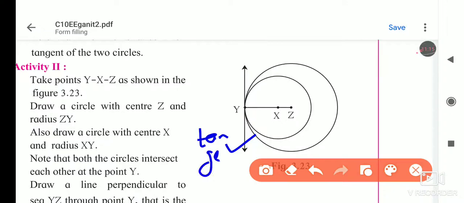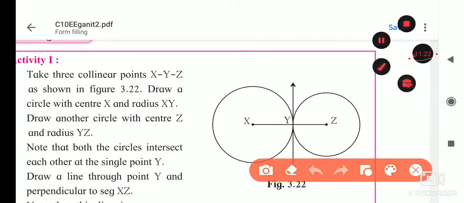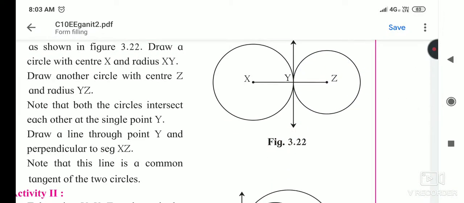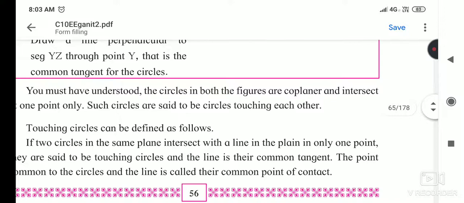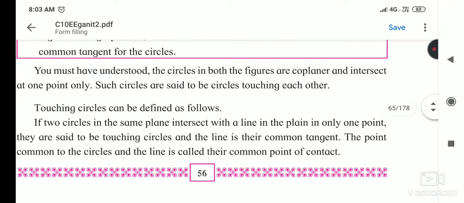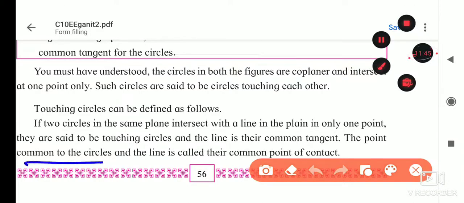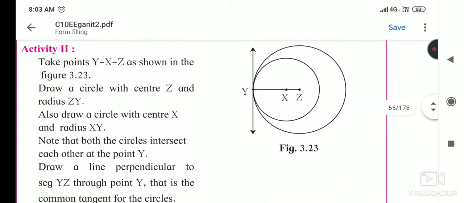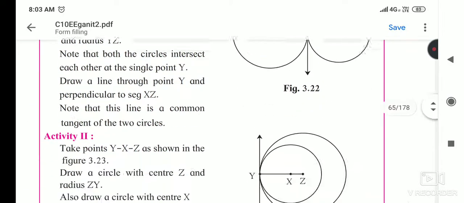And for this above figure also, this is the tangent. So in this way we understand that if two circles are touching each other at one point, from that point we can draw only one common perpendicular, and that is a tangent for the circles. The point common to the circles and the line is called the point of contact. For the above figure Y is the point of contact, and for this figure also Y is the common point of contact.